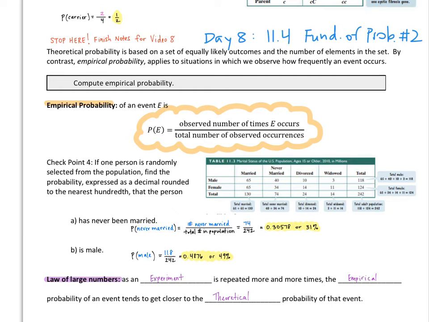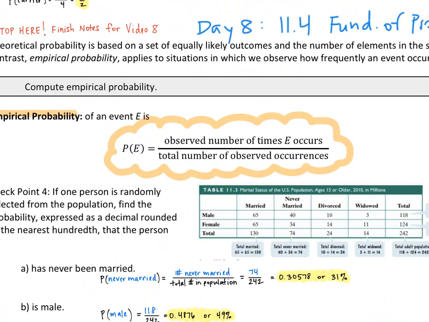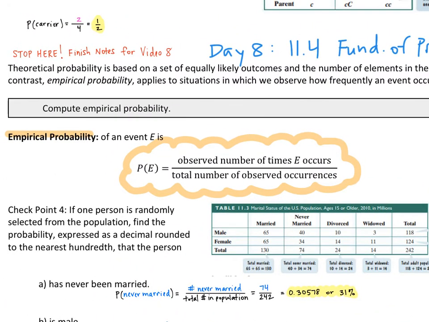For instance, if we are looking at this table here, and we want to know, if one person is selected randomly from the population, find the probability, expressed as a decimal rounded to the nearest hundredth, that the person has never been married. Let's go ahead and look at this. So I want to know the probability of never been married.